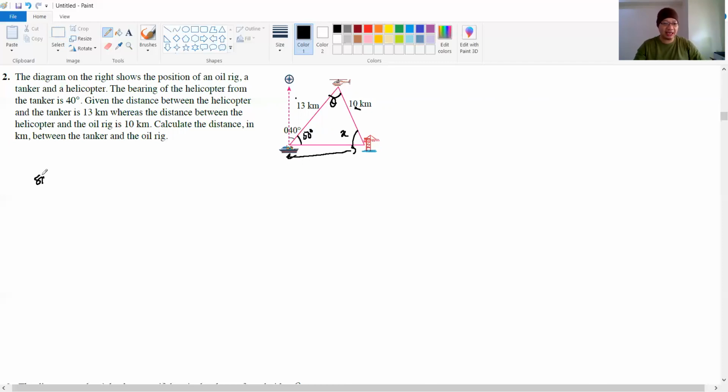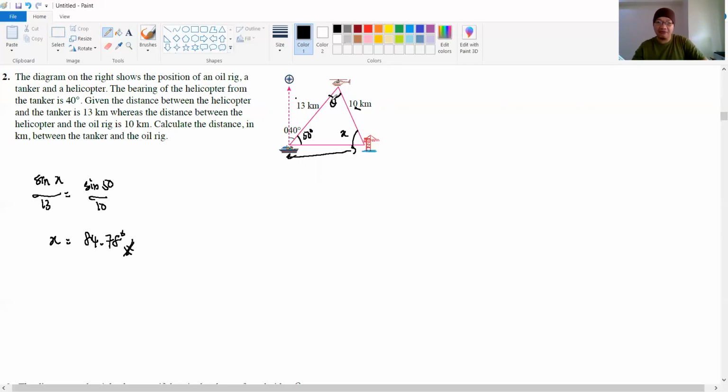So sine x over 13 equals sine 50 over 10. So you find your x here. Simplify this. So 13 sine 50 divided by 10, then sine inverse of the answer. The answer that we are supposed to get is 84.78. So write down your x: 84.78 degrees. Done. That's your angle of x.